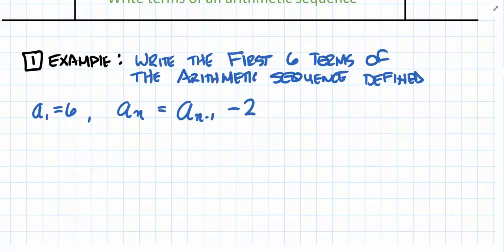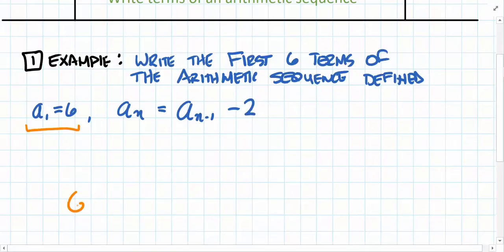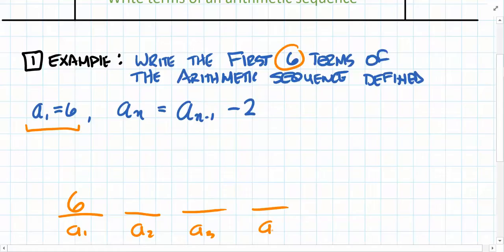Okay, so let's read what this says. It says the very first term is the number 6. So I'm going to write down that number 6. So this is a sub 1. And it wants me to write down the first 6 terms. So a sub 2, a sub 3, a sub 4, a sub 5, and then a sub 6. So this is what it wants me to do.